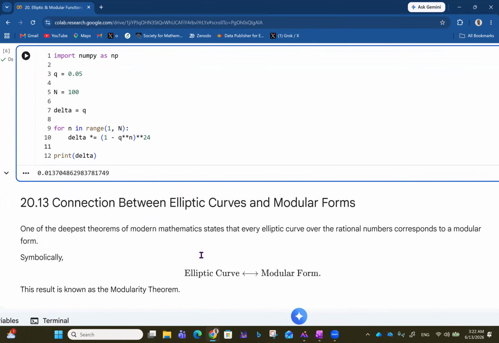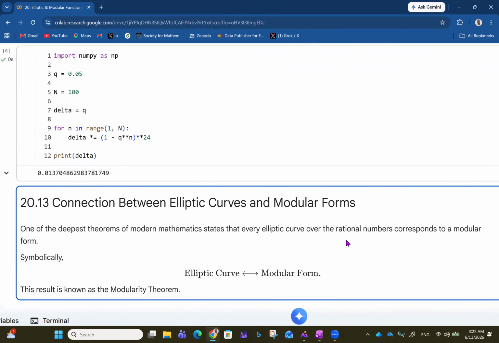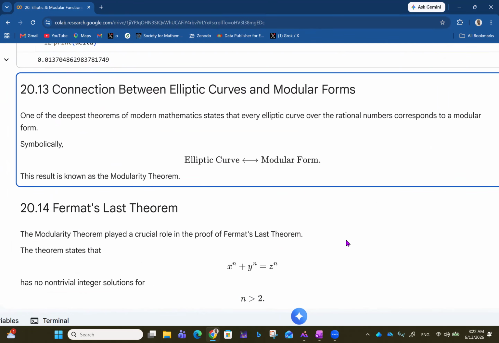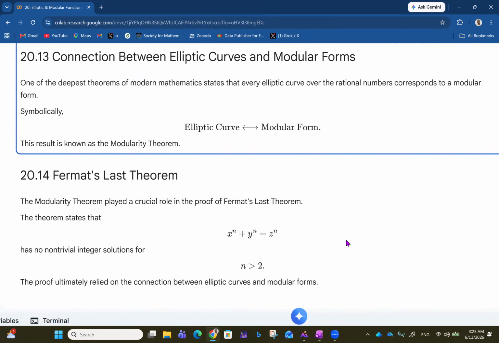And then we see the connection between elliptic curves and modular forms. One of the deepest theorems of modern mathematics states that every elliptic curve over the rational numbers corresponds to a modular form. Symbolically, we say elliptic curves imply modular form and modular form implies elliptic curve. This result is known as the modularity theorem. So every elliptic curve over the rational numbers corresponds to a modular form, which corresponds to an elliptic curve.